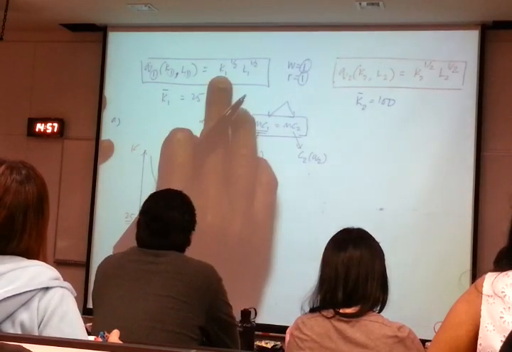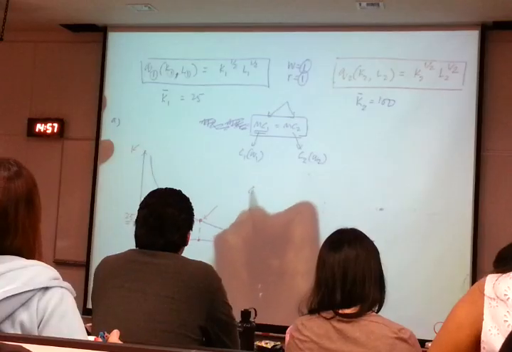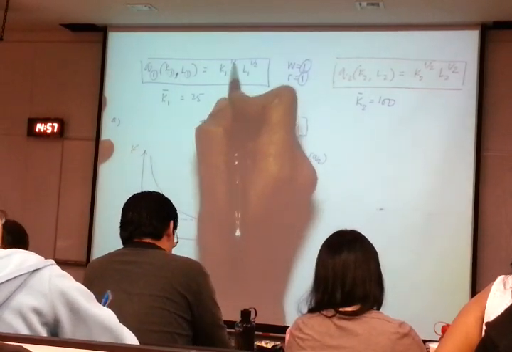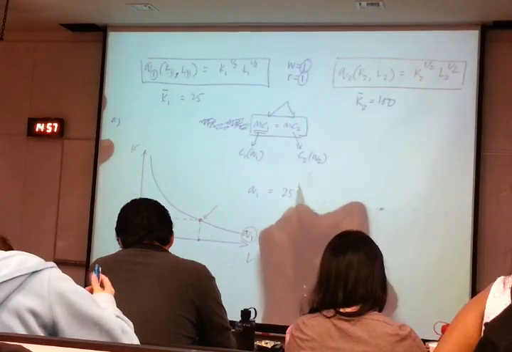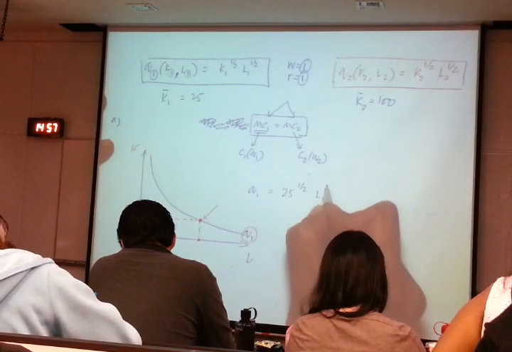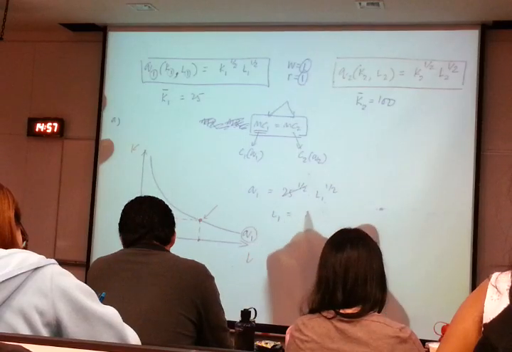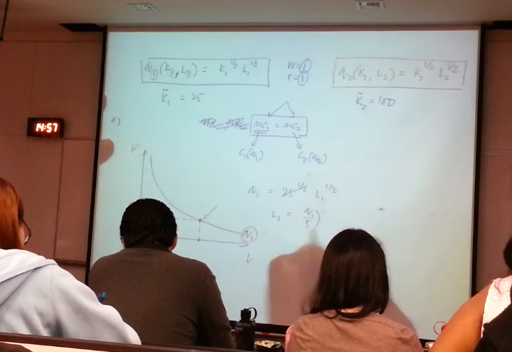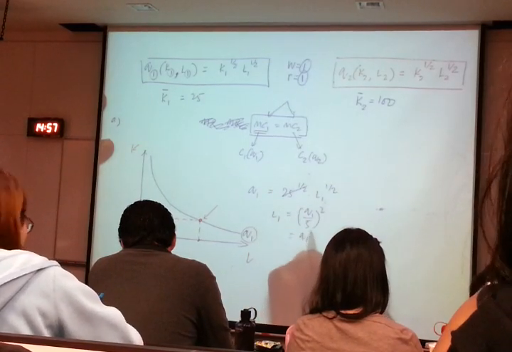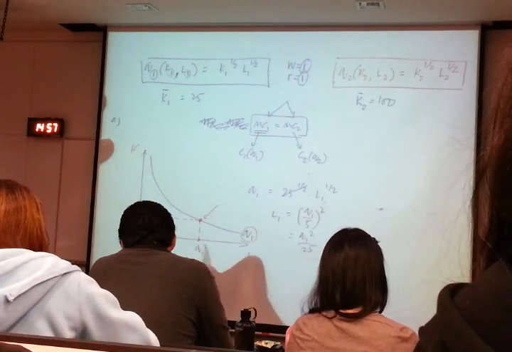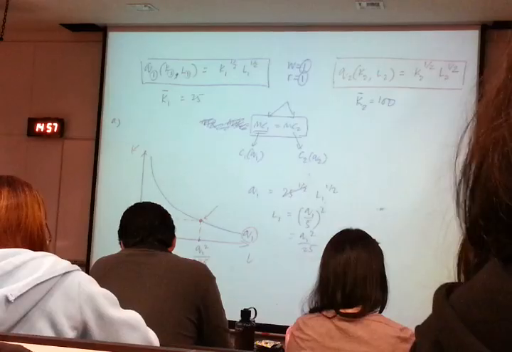Very simple. Substitute 25 into your production function. You want to produce Q1 level of output, right? Your production function is K1 to the half, L1 to the half. K1 must be 25, so 25 to the half, L1 to the half. This is 5. Therefore, L1 must be equal to Q1 over 5 squared. That is Q1 squared over 25. Okay.